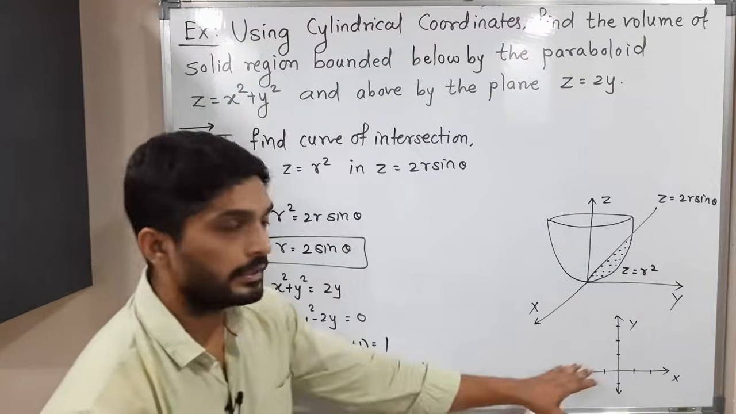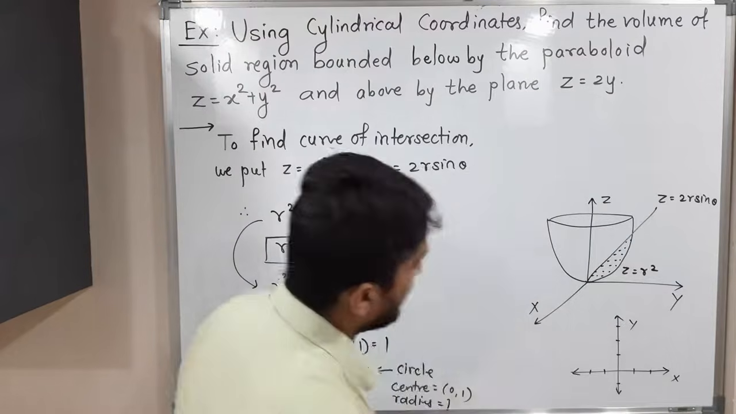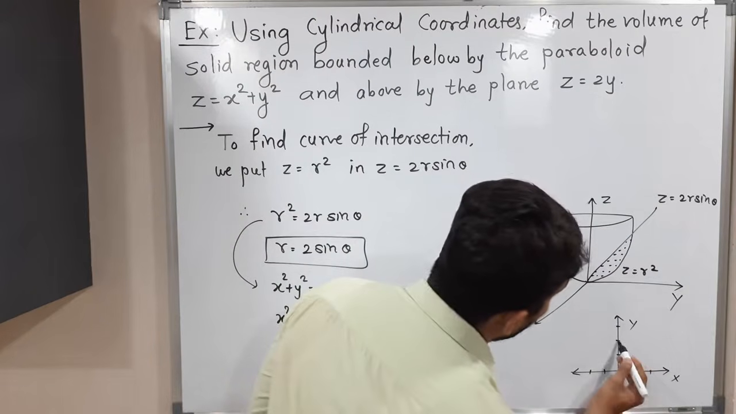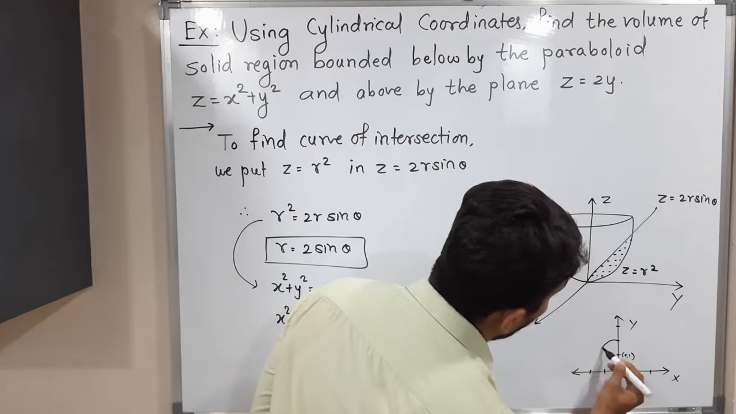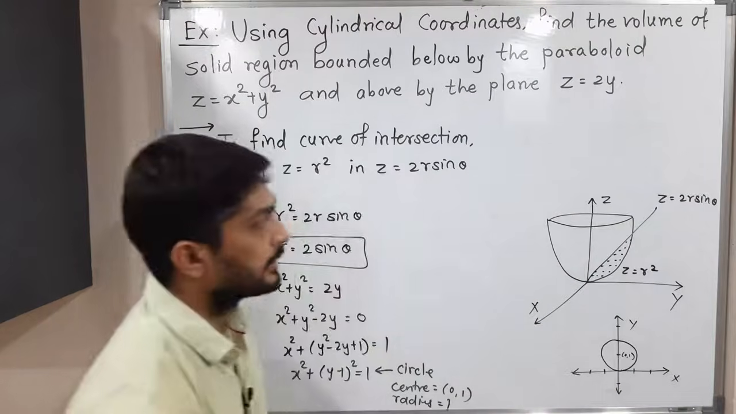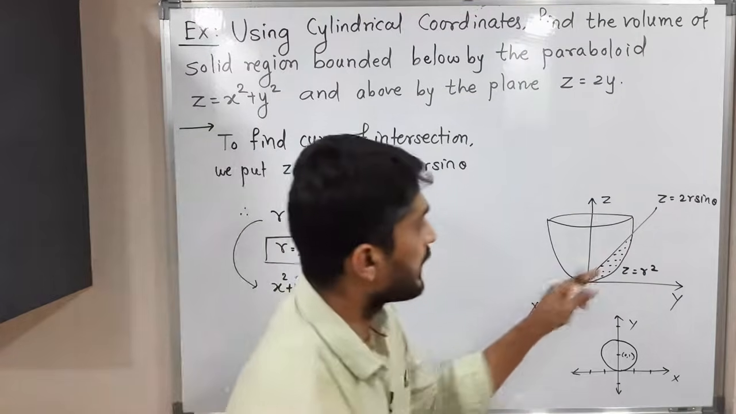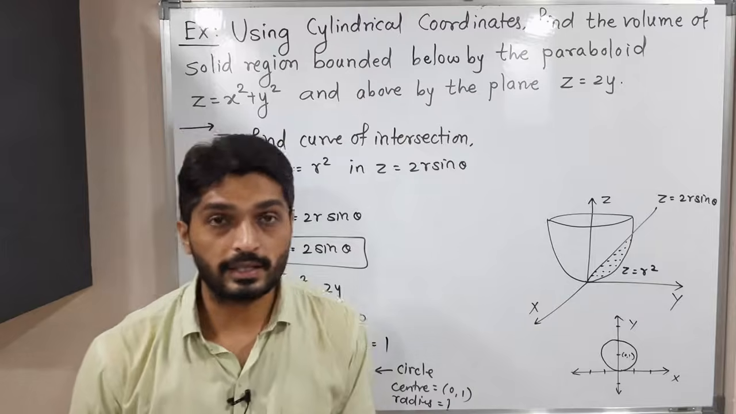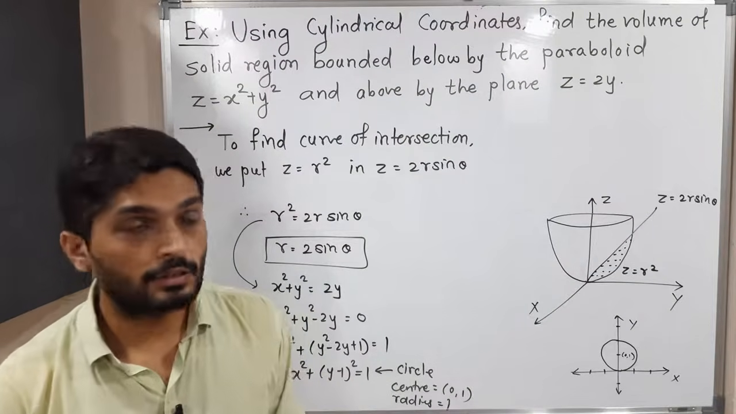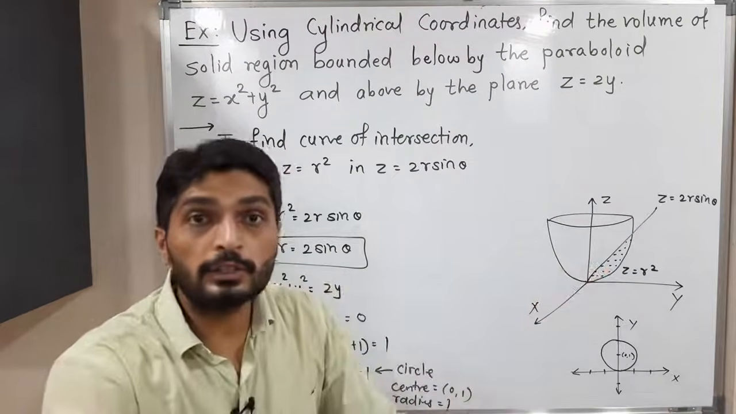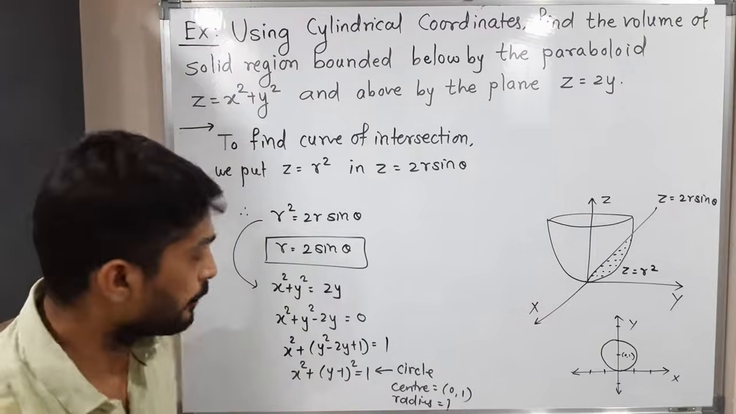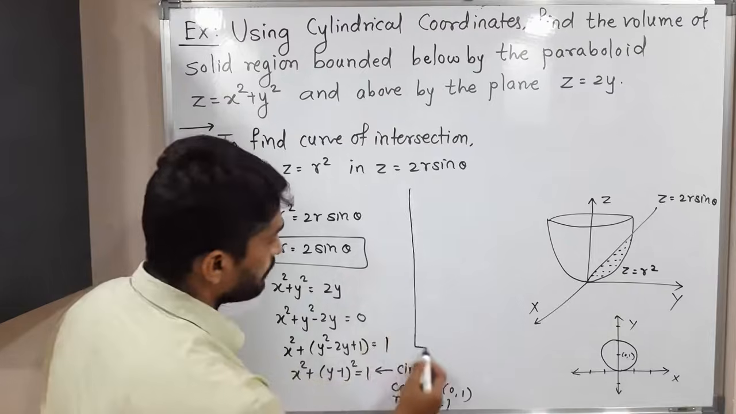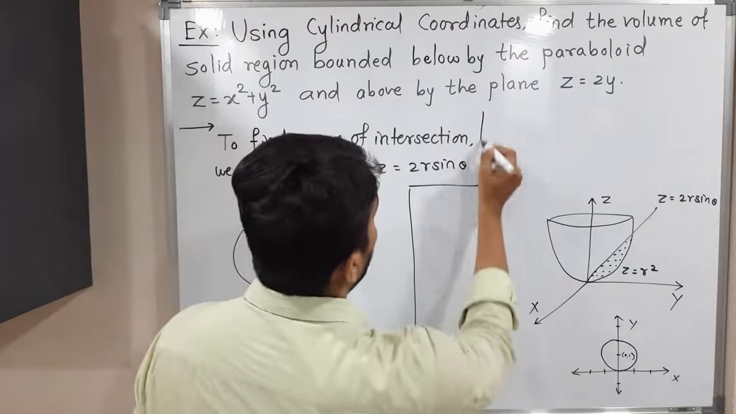Let me draw a circle in R2 now. In the xy plane, I can draw a circle with center 0, 1. You can see here 0, 1 and radius 1. So we will have a circle like this. From this diagram it is difficult to understand what the curve of intersection is. But if you take its projection on the xy plane, we will have a circle like this, right? So let us go further. Now we will find the limits. Yes, we got a curve of intersection.